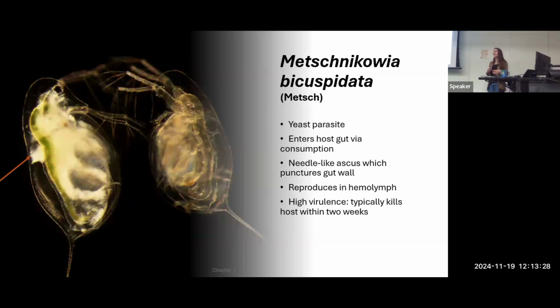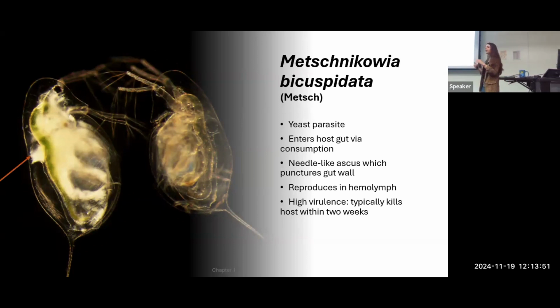So let's get familiarized with the parasites I'll be working with. For brevity's sake, I'm just going to call these guys by their nicknames. This is Mech, right? Mech is a highly virulent yeast parasite, and how it enters the host is via filtering, so it goes in through the gut. And these guys have needle-like points on either end, hence their name, Pipsidata.